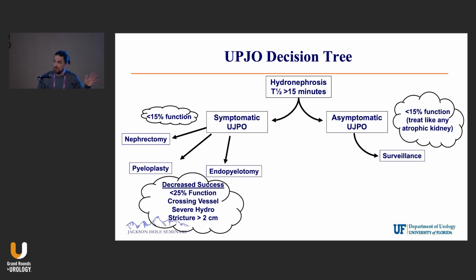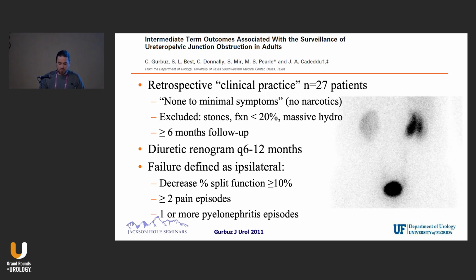You say, call your friendly neighborhood urologist when there's bleeding, pyelo, pain, or if you just don't want a dead kidney inside you, I'm happy to take it out. But in general, there's no indication to remove an atrophic kidney. So then we'll move on a little bit to surveillance.